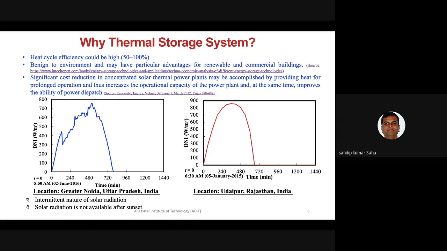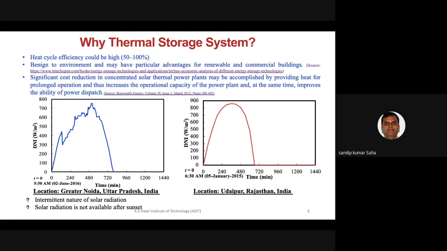Okay, that means if I use this DNI without any thermal energy storage, the turbine outlet power will also fluctuate. Okay, and this is not very good for electrical systems. So that's why we need some type of stabilization, basically, to stabilize this electricity.